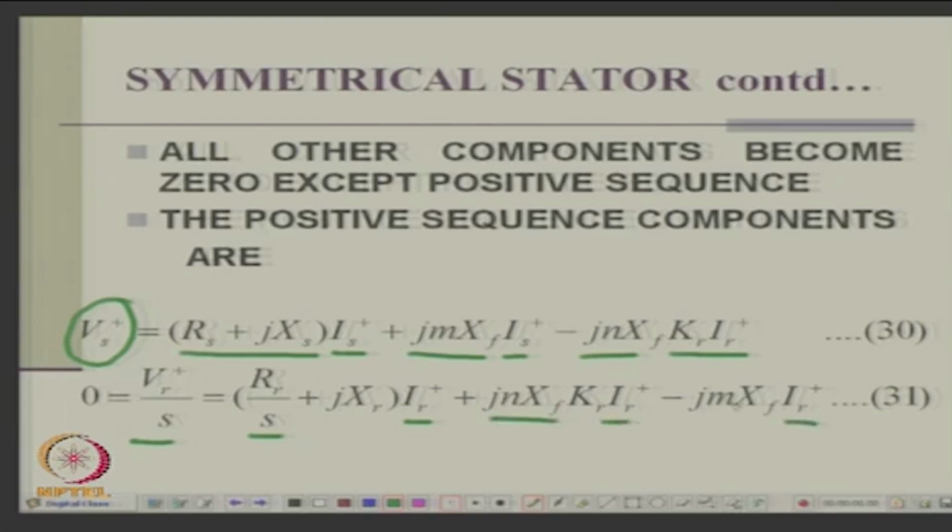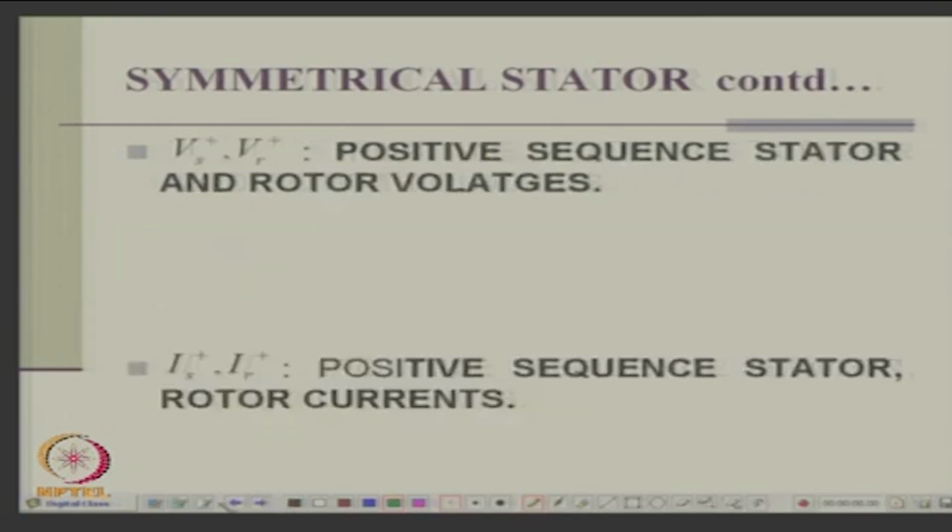This is due to the mutual currents in the stator. So, you will have a simple Vs plus, Vr plus is positive sequence, Is plus, Ir plus is the stator and rotor currents. I do not want to waste much time because you are aware of this. We have done it for 3 phase, it is just for M phase.